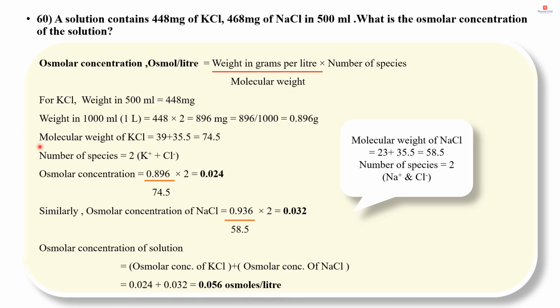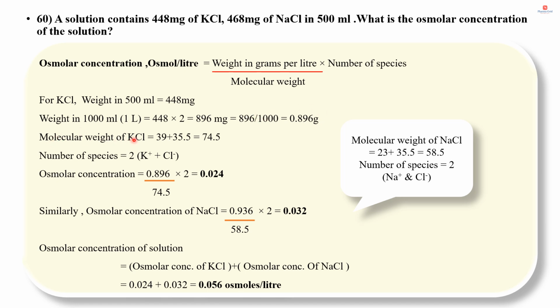First we will calculate for potassium chloride. For potassium chloride, weight in 500 ml is already given, that is 448 milligram of KCl is present in 500 ml. Now weight in 1000 ml or 1 liter is equal to 448 into 2, that is equal to 896 milligram. And convert this milligram into gram, that is 896 divided by 1000, that is equal to 0.896 gram. So the weight of potassium chloride in 1 liter is equal to 0.896 gram.